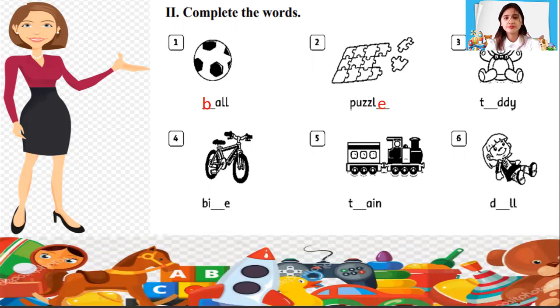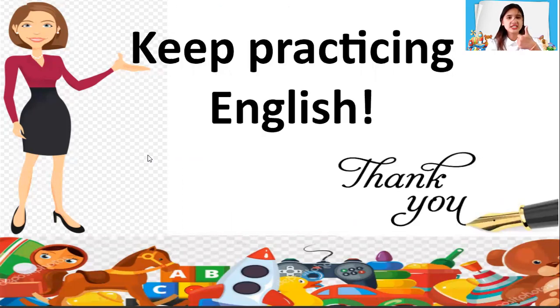Next, number three. What is number three? Teddy. That's right. What is the missing letter? Letter E. Number four. What is number four? Bike. That's right. So the missing letter is K. Very good. Next, number five. Letter R. Okay, write the correct answer. Okay, number six. What is number six? Yes, that's right. Dog. Very good.